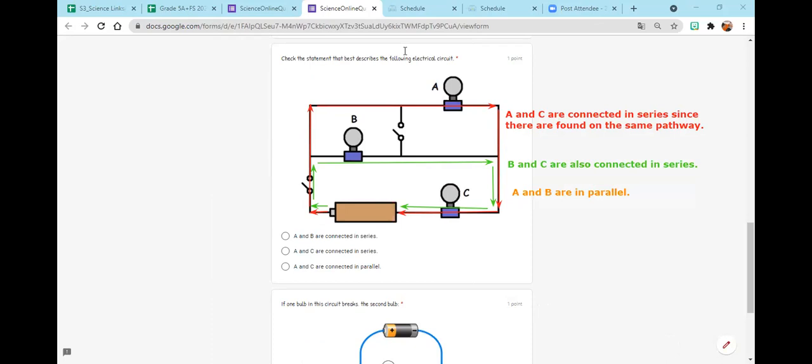A and B are in series. A and C are in series. A and C are in parallel. Which one? A and C are connected in series.